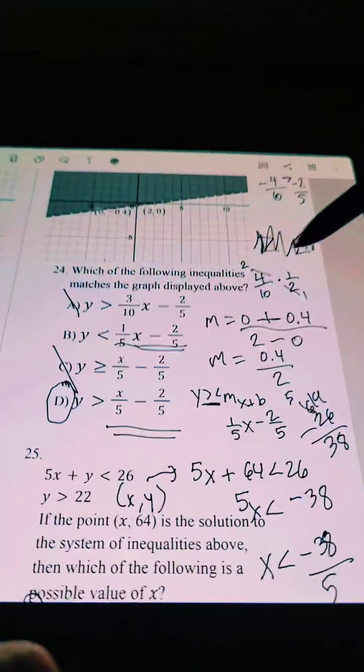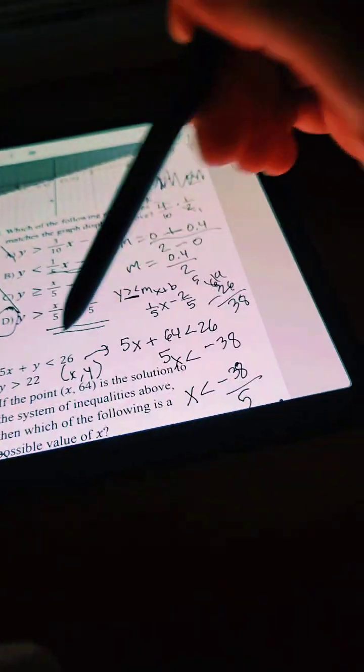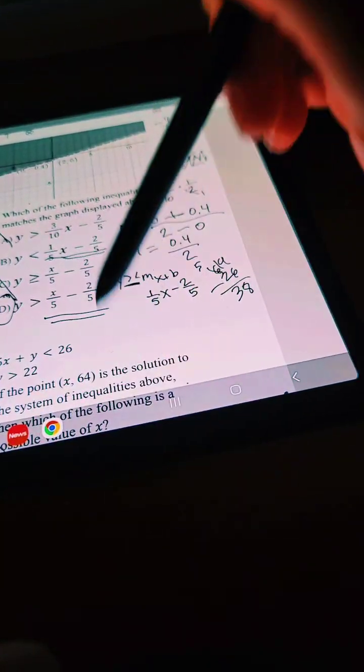Okay, so I think that was it. Okay, so someone wanted me to explain number 24. Let me get rid of this so it's not confusing.